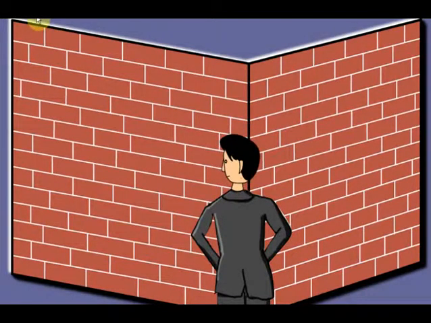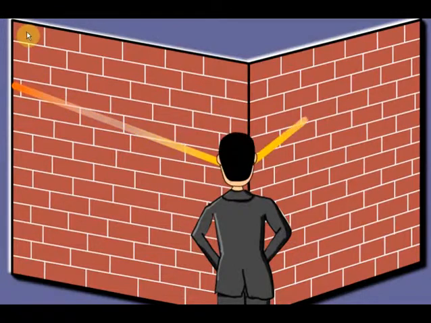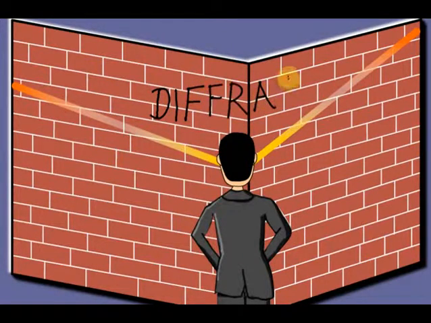Hi students, how would it be if light could actually bend around a wall? Wouldn't that be fascinating? That is what we're going to study about in this chapter. This chapter, which deals with the bending of light rays, is called diffraction. Let's proceed with this fascinating phenomenon.